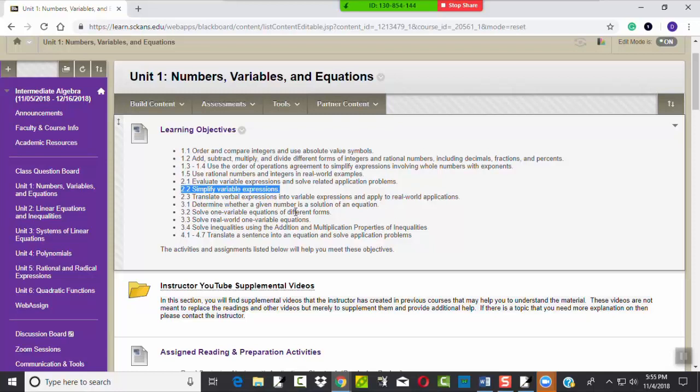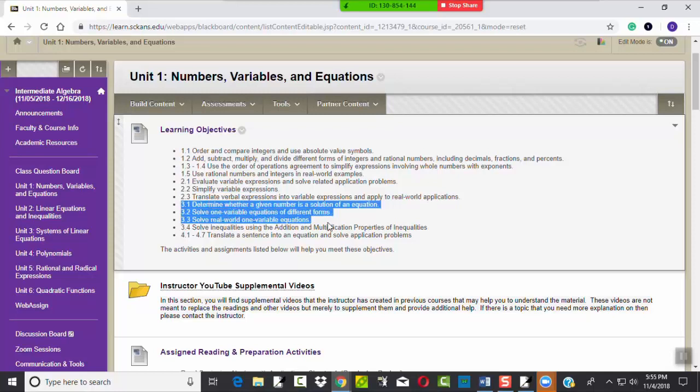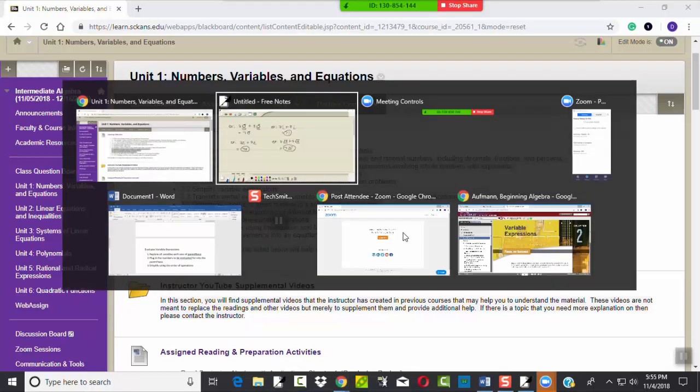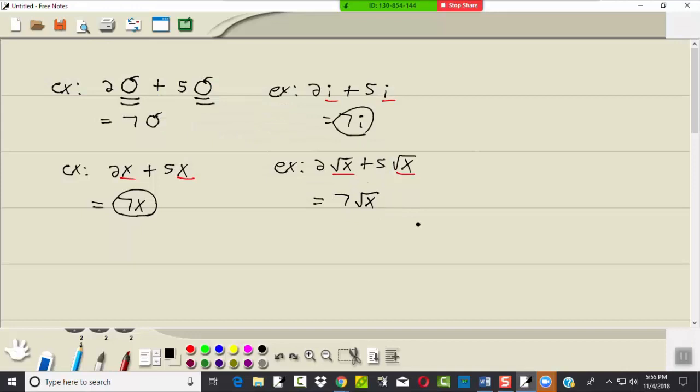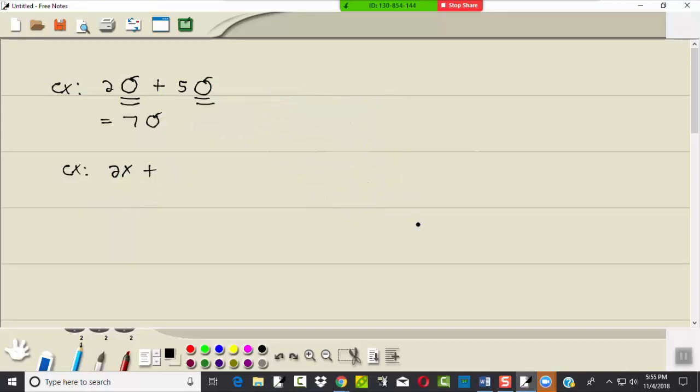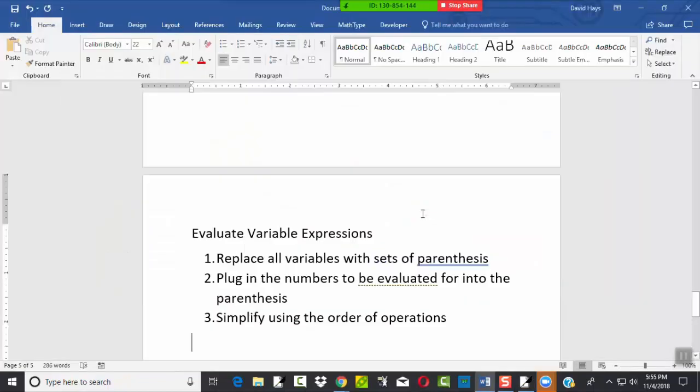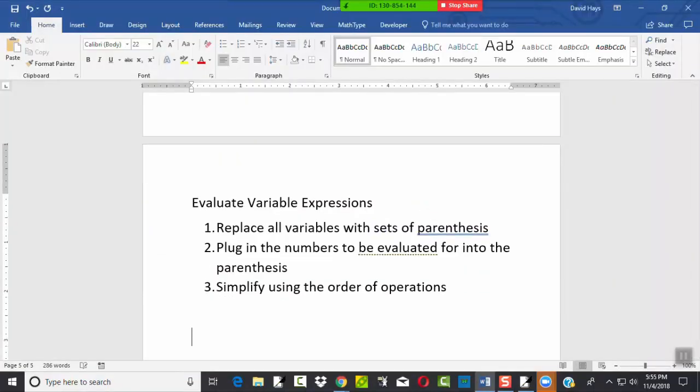Now they start talking in chapter 3. It's kind of what 3.1 through 3.3 is about, is solving equations. So let's talk about that. And then we'll talk about inequalities. Let me clear this off. And I'll still leave time at the end if you have any questions.